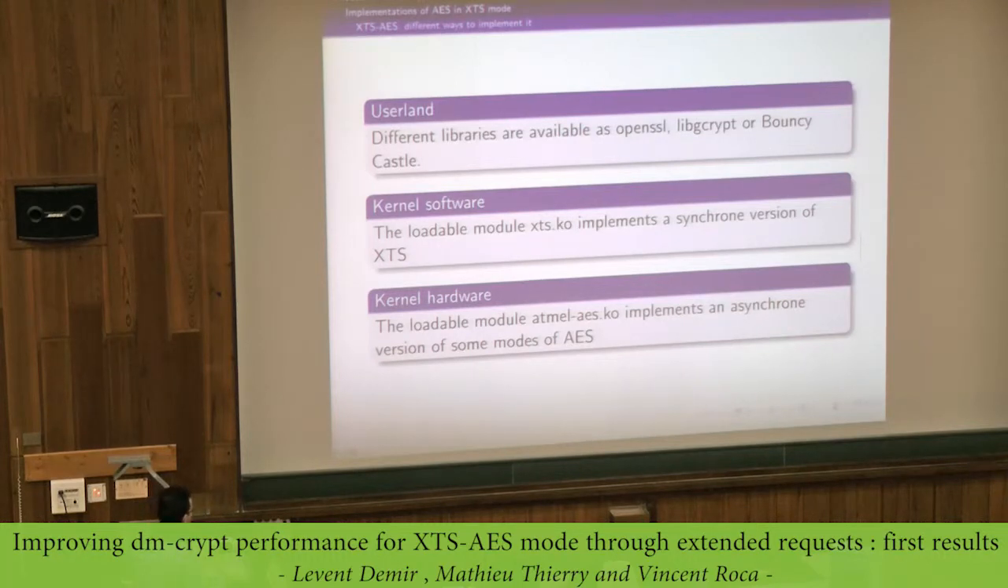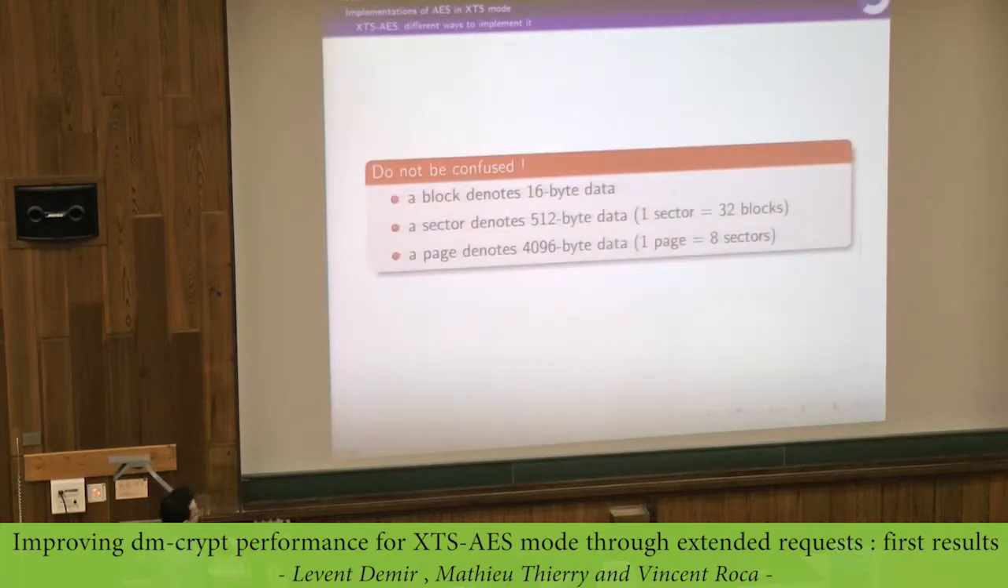Just as a recall, we can have three levels for the encryption. The first level is user land. There are a lot of libraries. Inside the kernel, we have to distinguish two parts. The encryption can be done by software, with a module, for example a software implementation of XTS, and there is also kernel hardware. As for us, inside the Atmel module, we have a crypto engine, and we need to encrypt with this specific Atmel AES module.